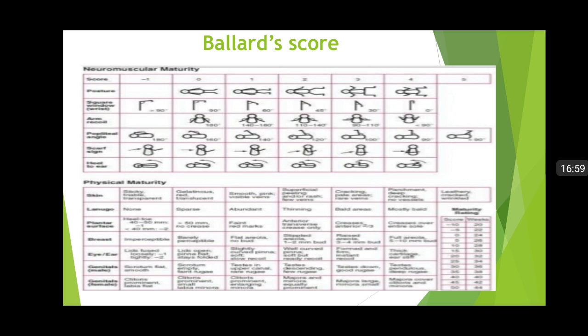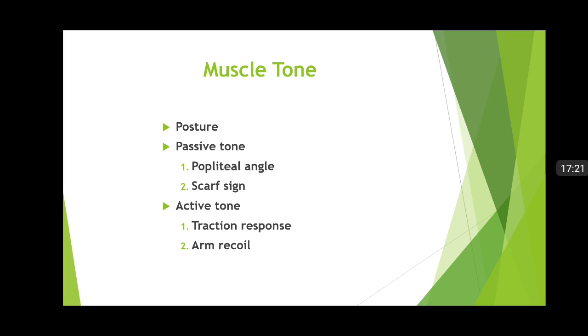Then some physical maturity is also scored in it. You can see that there is skin, Lanugo, plantar creases, breast nodule, eye and ear, genitalia male, genitalia female. Then we will discuss them one by one.